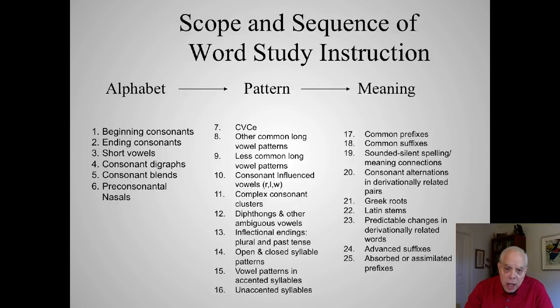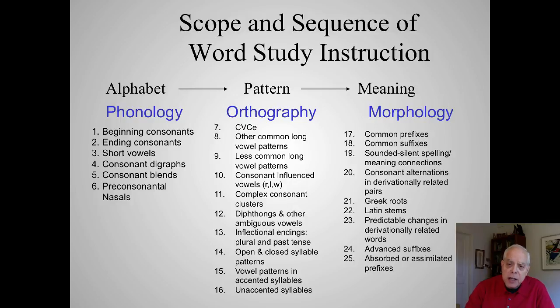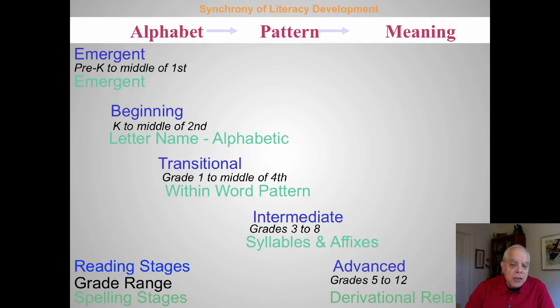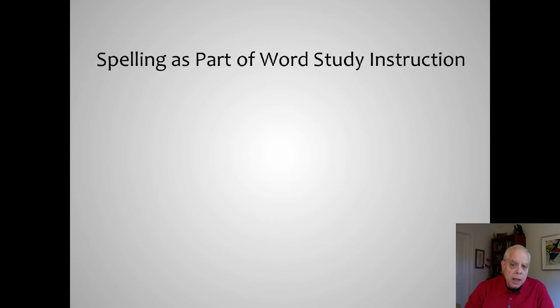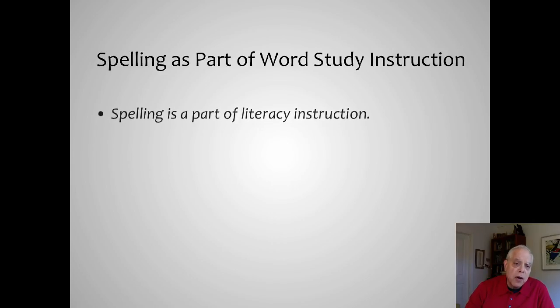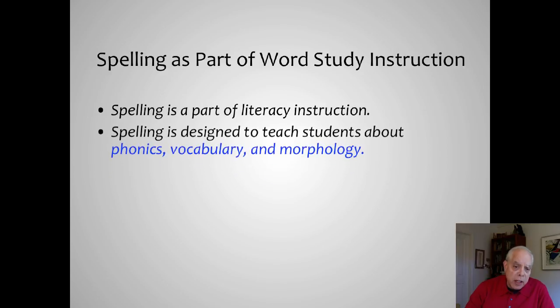This is a wonderful slide. It shows the 3 layers. It's complex, so take your time and look at that. These are the 3 layers that exist in all writing systems, and that's fun to look at. These are the 5 stages of reading and spelling, and this is that synchrony that I talked about. So we want us to see that spelling is part of word study instruction.